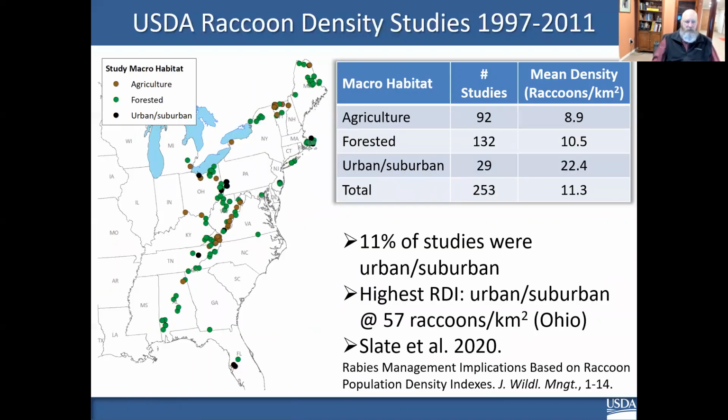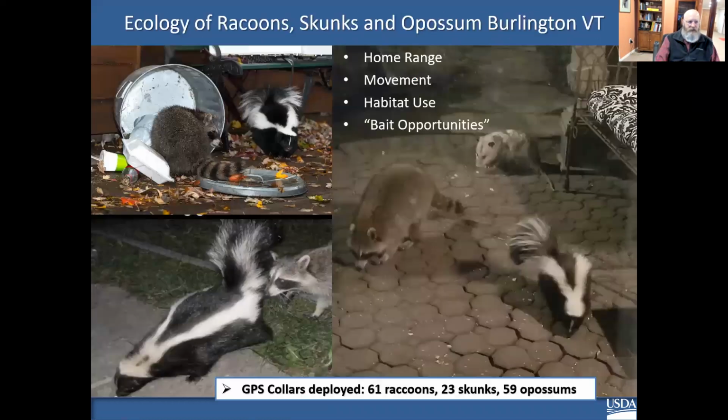We also did 253 raccoon density studies from 1997 through 2011. This was just published with Dr. Slate as the lead author. And you can see that in the urban-suburban environment, we had about 22.4 raccoons per square kilometer, so a little higher density than in the agriculture or forested landscape, which you might expect. But I think that, again, targets our effort.